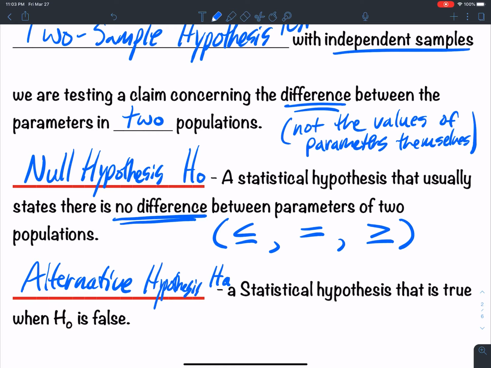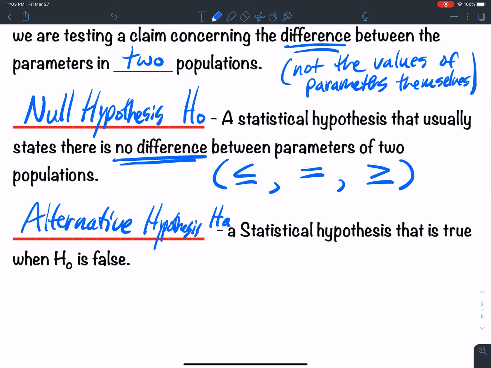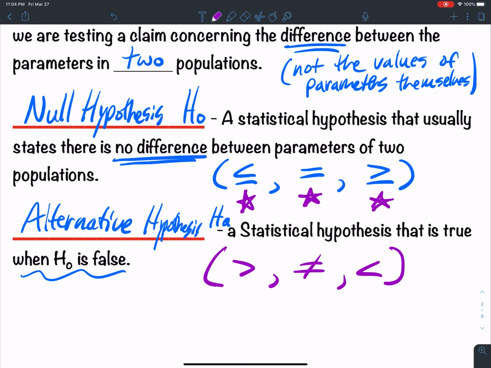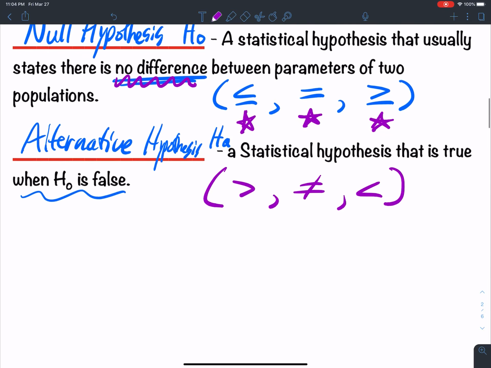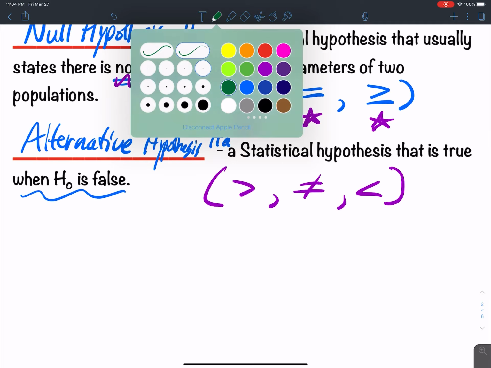the HA, is a statistical hypothesis that is true when H naught is false. This is the opposite. What is the opposite of less than or equal to? Greater than. What is the opposite of equal to? Not equal to. What's the opposite of greater than or equal to? Less than. All right? There's no equal sign in the HA. Only the H0 has the equals. We assume no difference. So how do we set up our test? Okay, how do we set up our test?